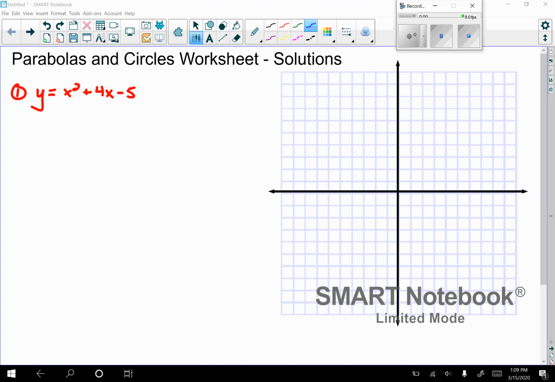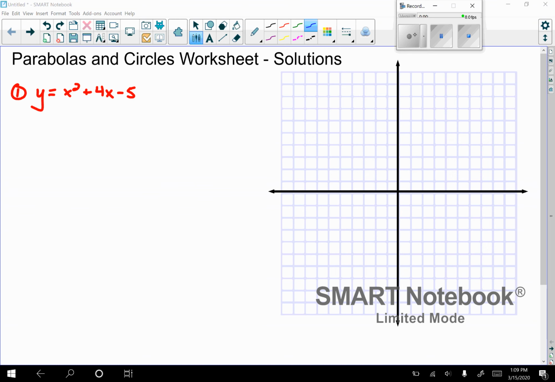So on this, for the first 8 problems, you had to first identify if this was a parabola or a circle. If it's a parabola, state the vertex, the axis of symmetry, get it in vertex form if it's not already, and then graph it. For circles, again, HK form if it's not already, identify the center and radius and graph those.